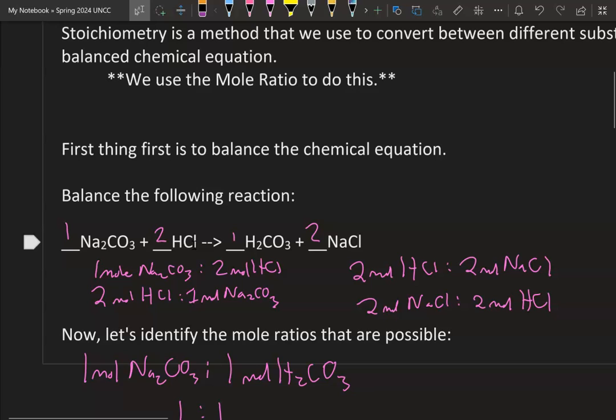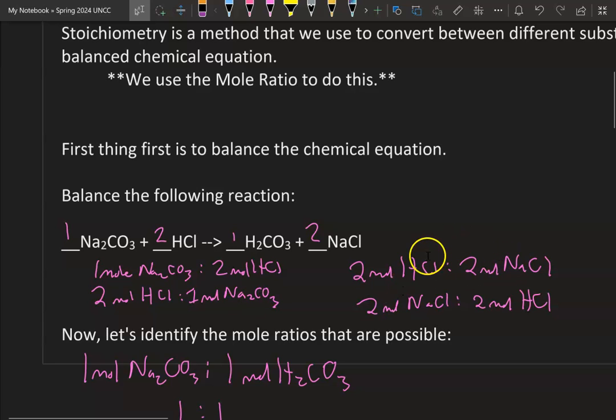So if you start with 1 mole of sodium carbonate, you have to have 2 moles of HCl to react with that substance. And then you also can reverse it. In reversing it, you have 2 moles of HCl for every 1 mole of sodium carbonate. You say, why would you reverse it? It depends on the question that's being asked.